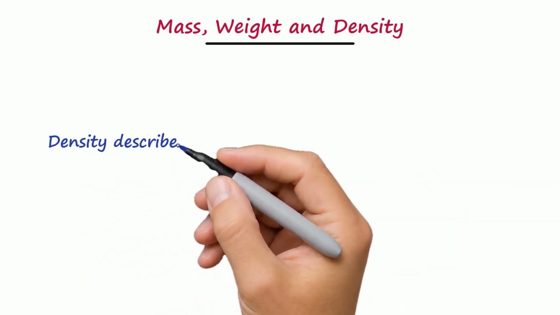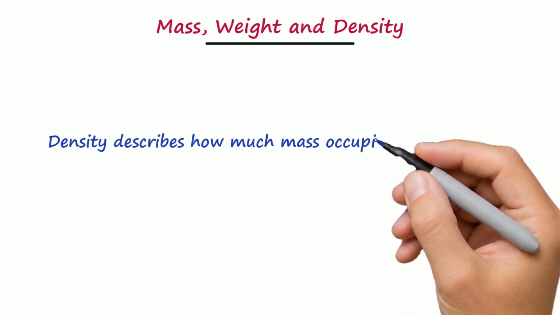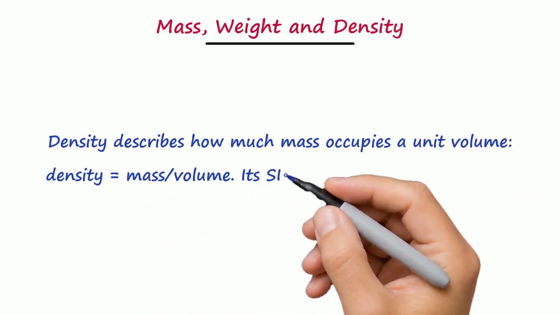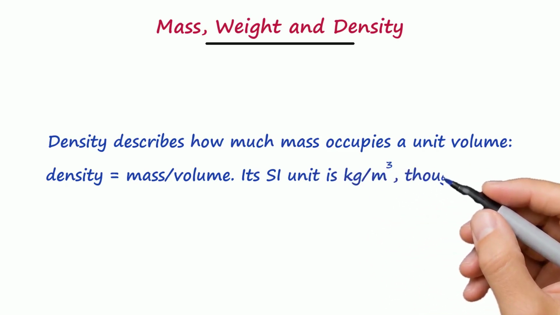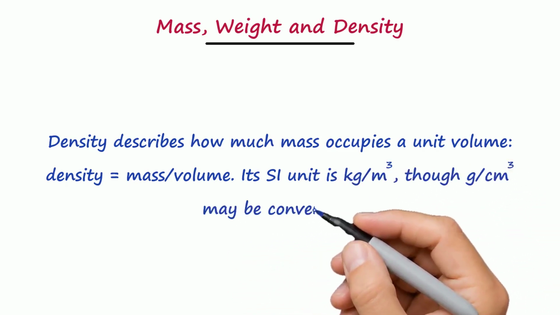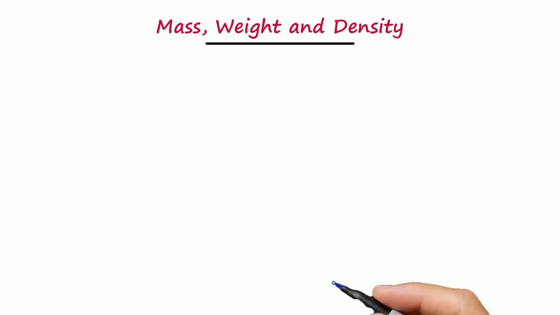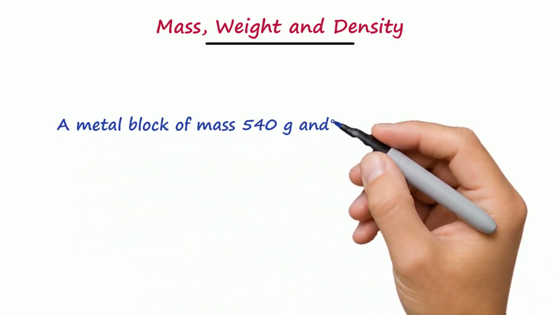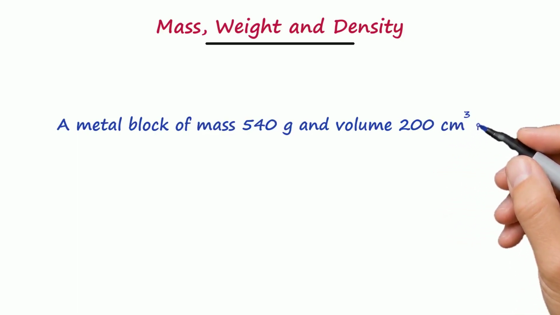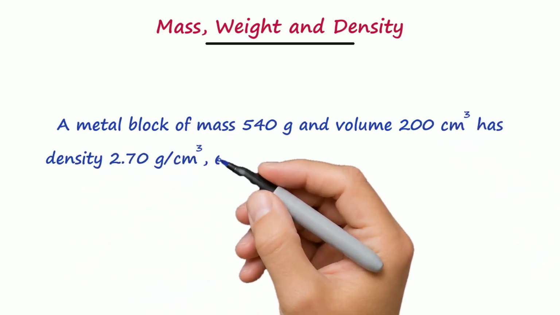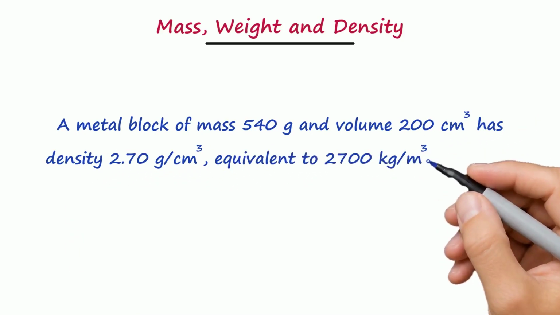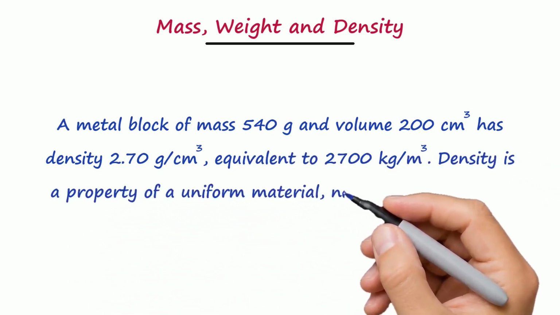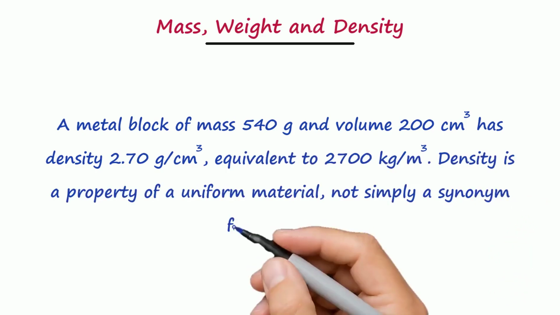Density describes how much mass occupies a unit volume. Density equals mass over volume. Its SI unit is kg/m³, though g/cm³ may be convenient. A metal block of mass 540 g and volume 200 cm³ has density 2.70 g/cm³, equivalent to 2,700 kg/m³. Density is a property of a uniform material, not simply a synonym for heaviness.